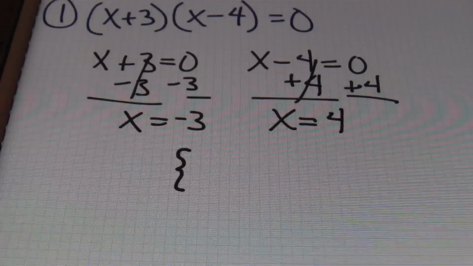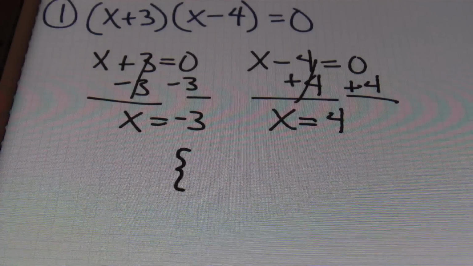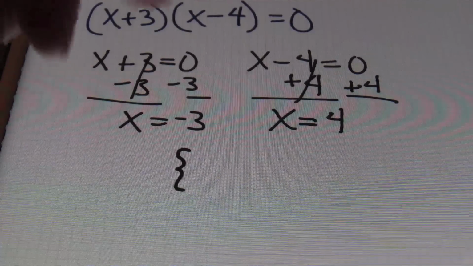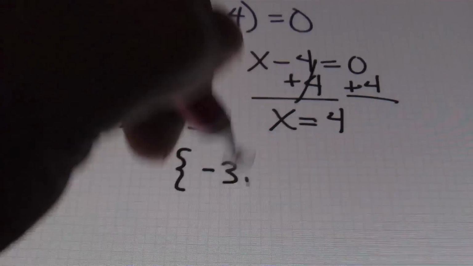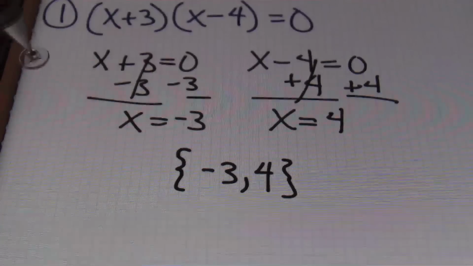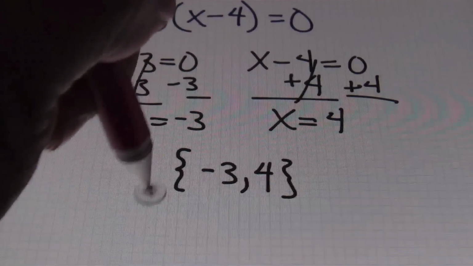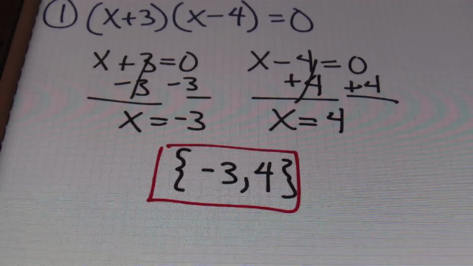What I'm going to do is write my solutions in ascending order as though it's on a number line. In other words, I'll start with the lowest number, the smallest solution, which is negative 3, and then my largest number, which is positive 4, and there you go. That's your solution set. Those are your answers. Done and done. And I got my red box right there.